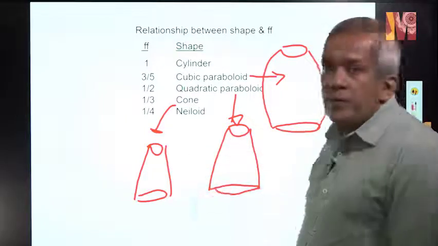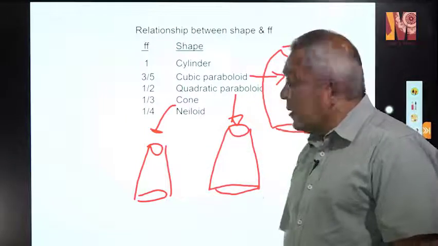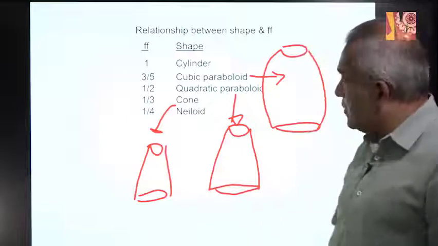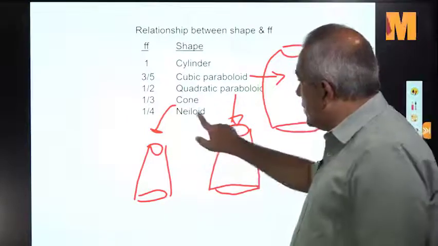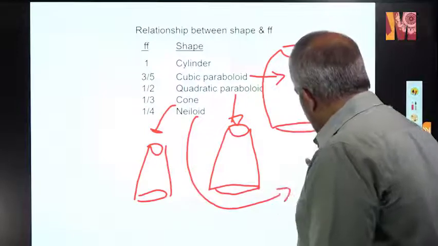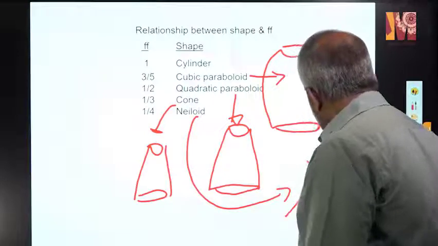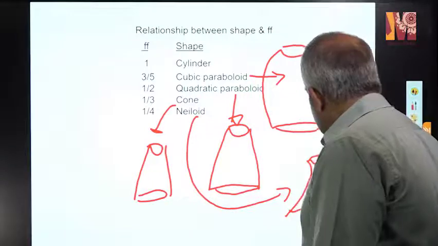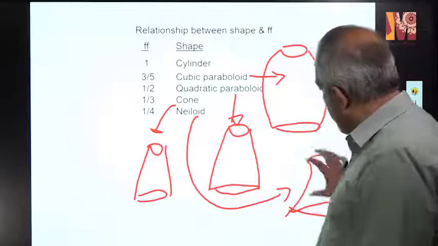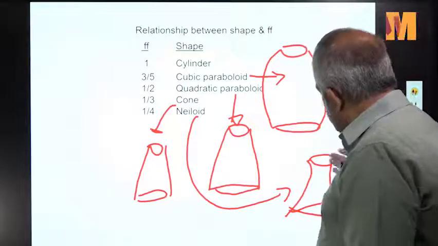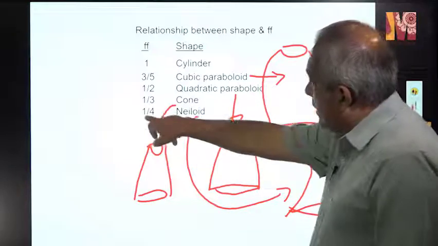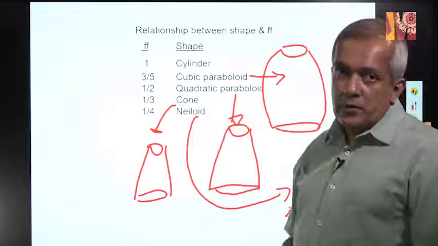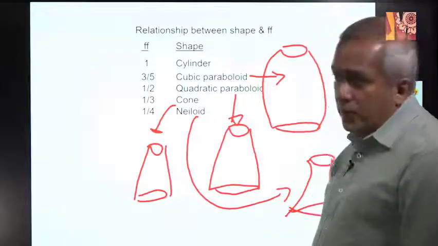And the neiloid, if you can remember the trees in rainforest, most of the trees, the bottom area, they have buttresses. So, the neiloid shape is exactly like that, a tree with a buttress, the bottom part of the tree. It is more dent towards the inner part of the tree, and the form factor is 0.25 or 1/4.